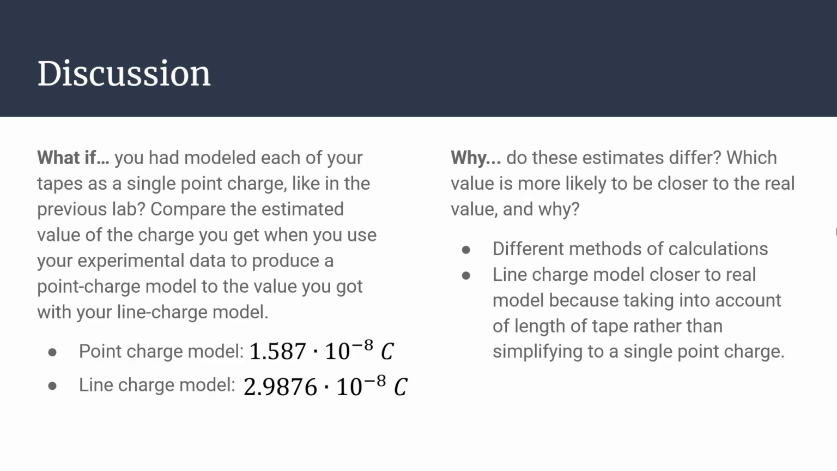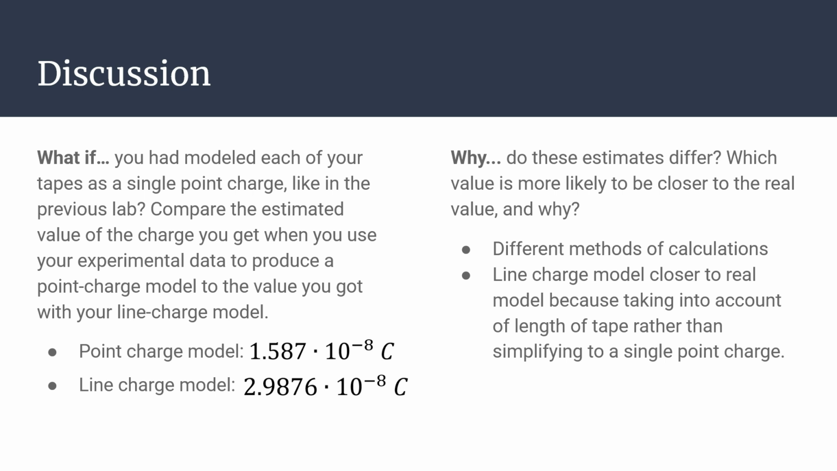What if you had modeled each of your tapes as a single point charge like in the previous lab? That's what we did in Lab 1, where the point charge model found Q to be 1.587 times 10 to the negative 8 coulombs. With the new model, the line charge model, we found Q to equal 2.9876 times 10 to the negative 8 coulombs. So there's definitely a difference. The line charge model is greater than the point charge model. Why do these estimates differ? Which value is more likely to be closest to the real value and why?